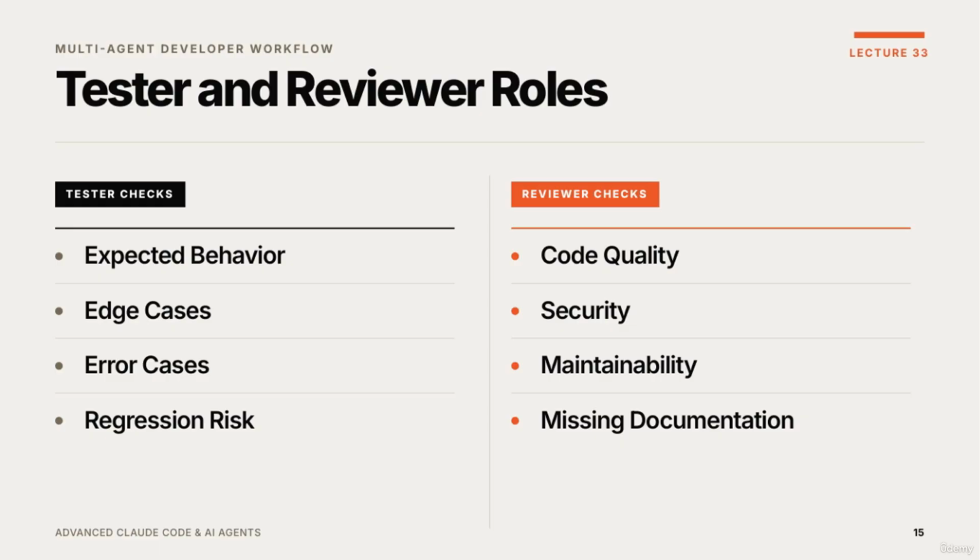Meanwhile, reviewers concentrate on code quality, covering aspects like security, maintainability, and completeness of documentation. Their role is crucial to ensure the code base remains robust, secure, and easy to manage over time. Overall, this collaborative workflow between testers and reviewers enhances the development process by combining functional checks with quality assurance.